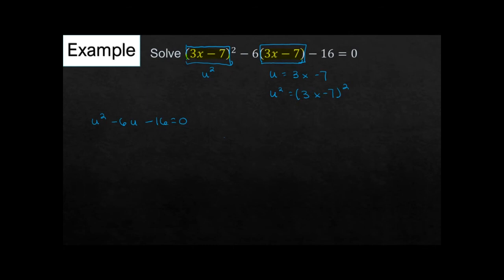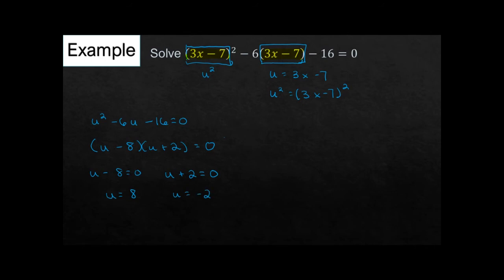So once I'm in this form and I'm looking at this, I know that this is factorable just by looking at it. I've done enough factoring, so I know that this factors to u minus 8 times u plus 2 equal to 0. So the negative 8 times 2 gives me negative 16, and negative 8 plus 2 gives me negative 6. So now I'm going to solve for u. So I have u minus 8 equal to 0, and u plus 2 equal to 0. So u is equal to 8, and u is equal to negative 2.